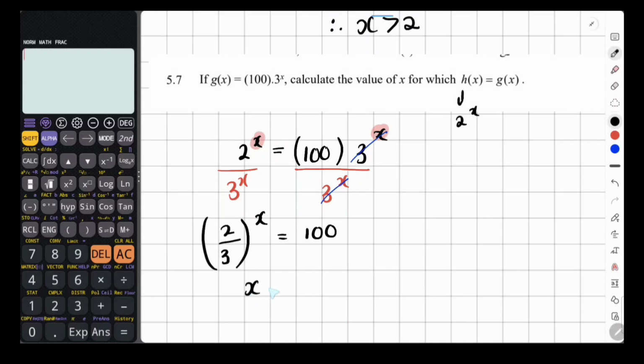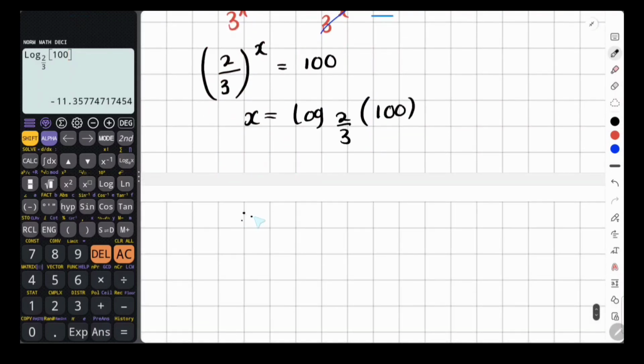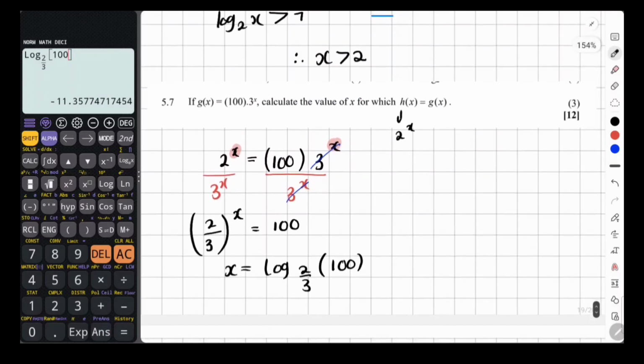So we're saying that x is now equal to log, our base is still this because it's the base carrying this exponent. So base 2 over 3, and then here we have 100. So we're just going to substitute this and see what we get. And when we substitute this, we see that we get x being equal to, and we can just round off to 2 decimal places, so negative 11.36. Okay, so that is our answer. Okay, so that's it for question 5.